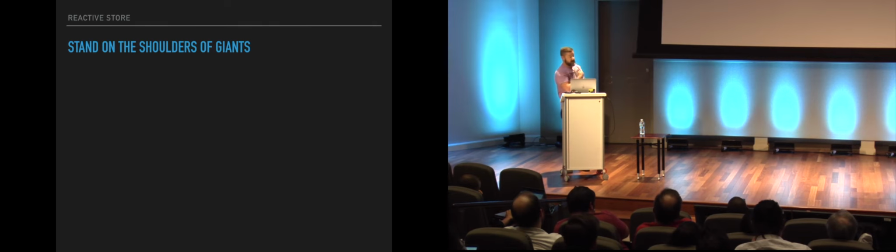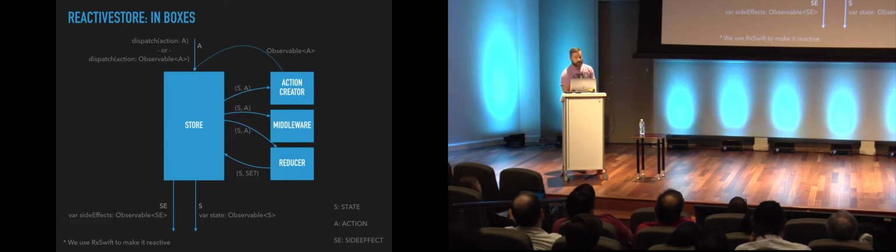I want to point out that we are standing on the shoulders of giants here. Some of the inspiration is from Flux and Redux, which are web architectures. We also stole some ideas from Elm, which is a really cool web framework that uses a language also called Elm. It looks a lot like Haskell, but it compiles to JavaScript. And then we also borrowed some patterns from MVVM, and we put them all in a pot and made a stew out of it, and we got Reactive Store. So this is Reactive Store in boxes. You can see at the top, well, first down at the left, sorry, my left, your left, never mind.